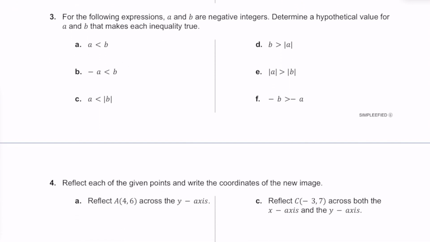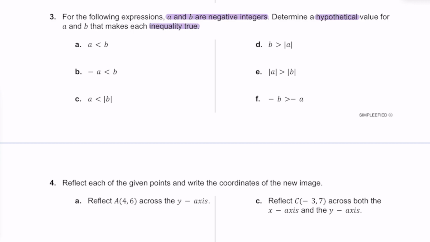All right, for number 3, we are looking at these expressions, and we're told that a and b, which are these variables, are going to be representing negative integers, right? That's what they have to be. We have to come up with hypothetical values, so we have to come up with a value for a and b so that we can make each of these inequalities true.